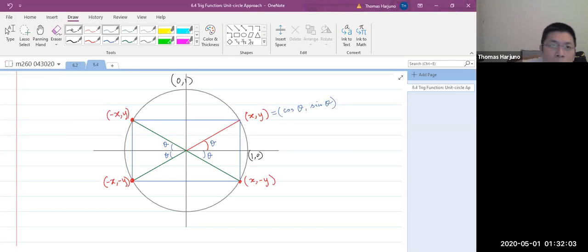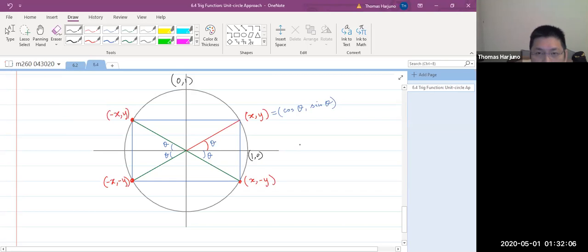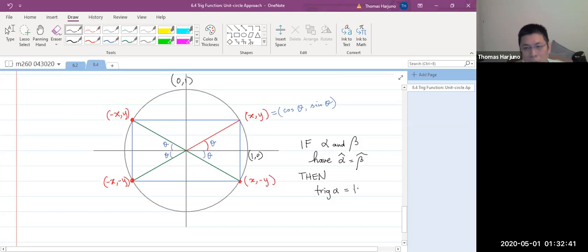Such that we can say the following. Notice that if angle alpha and angle beta, they may be different angles, have the same reference angle, then the trig function of alpha is equal to the trig function of angle beta, and they differ only on the plus minus.